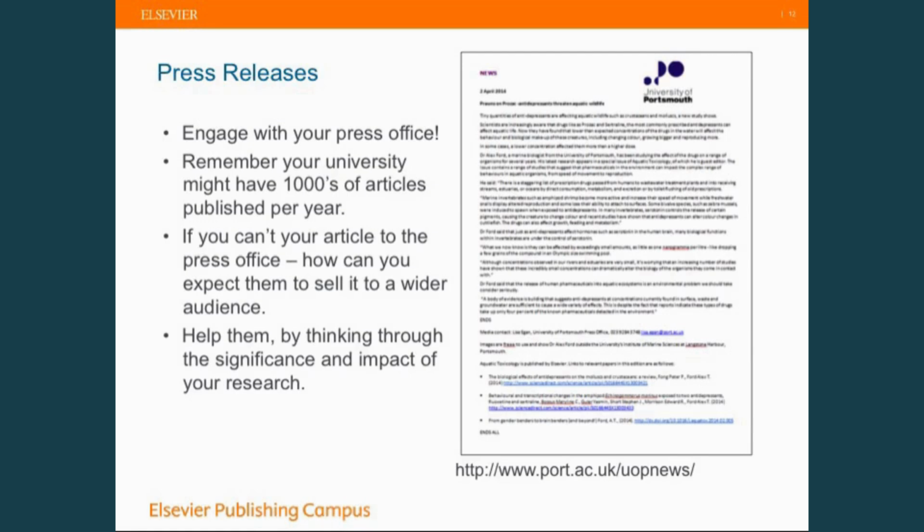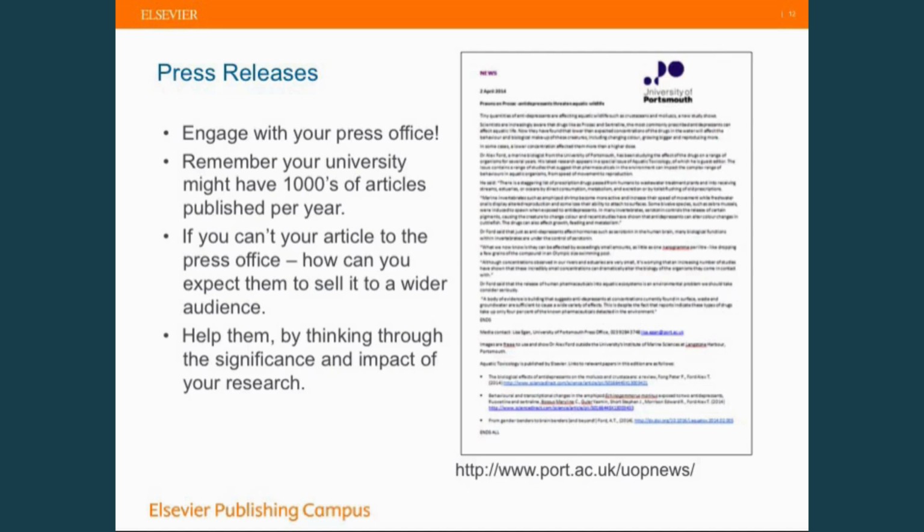So in a way, you have to sell your article to your press office. So you have to make it interesting to them. Because if you can't make your article interesting to your press office, how can you expect them to write a press release or help you write the press release to sell the article to a wider audience, such as the media? So help them by thinking through the significance and impact of your research yourself. And one way of doing that is answering the 5 W's, the who, what, why, when, and then that might help you sort of design your press release.